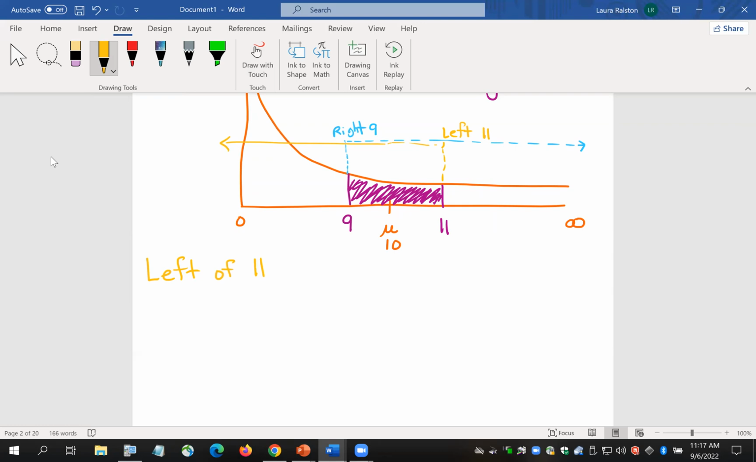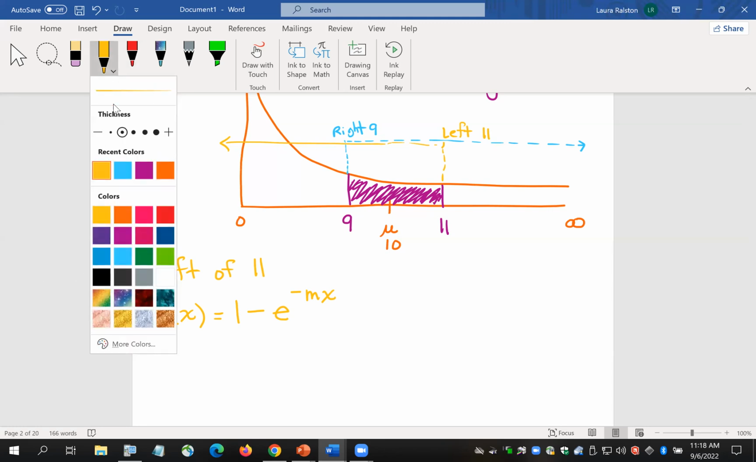The formula for figuring the area to the left is 1 minus e to the negative mx. That's the formula that's given to you on the PowerPoint, that you'll need to have on a formula sheet next to you. I don't even have them memorized myself. I've got a little note sheet over here to the left of my computer. So I'm going to perform those calculations.